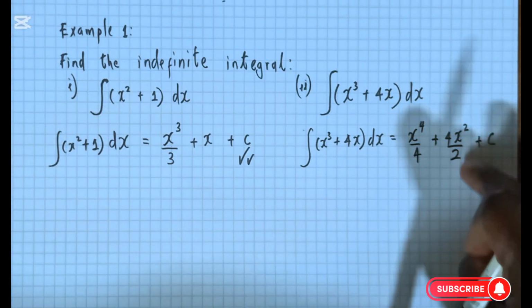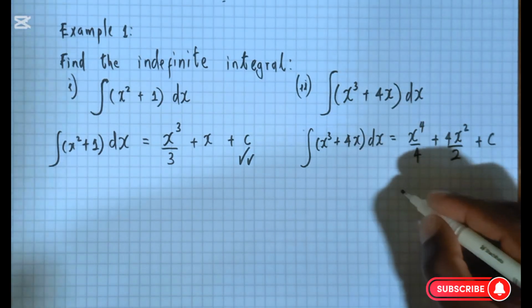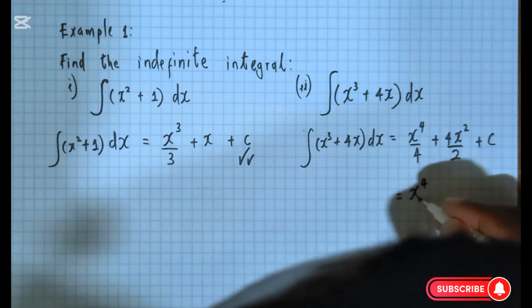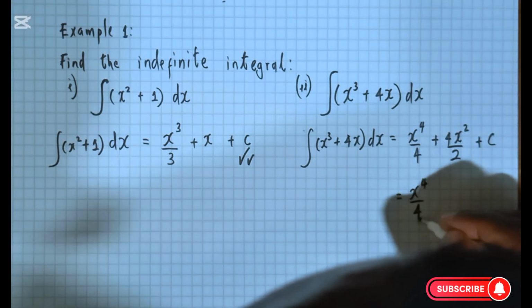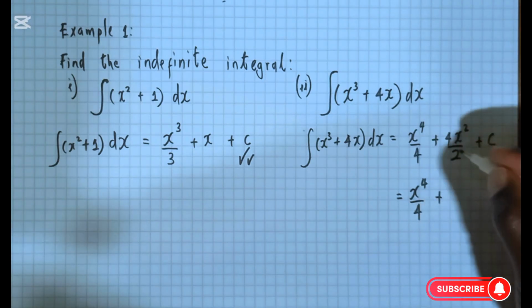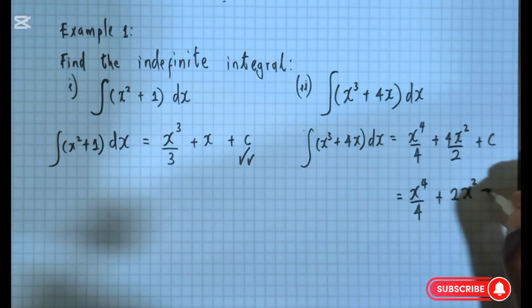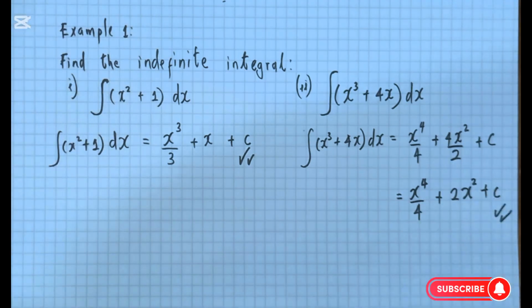But notice that we can simplify this term further, and therefore when we simplify it further, it's basically going to be x raised to 4 all over 4. All right, plus 4 divided by 2 is going to be 2x squared plus c. So that's going to be the solution for the second problem.